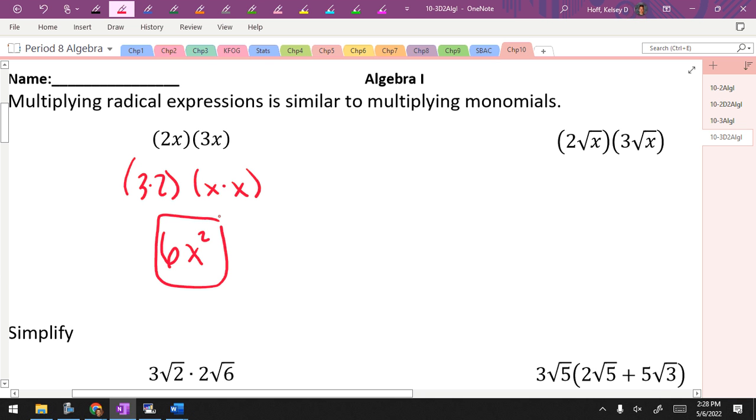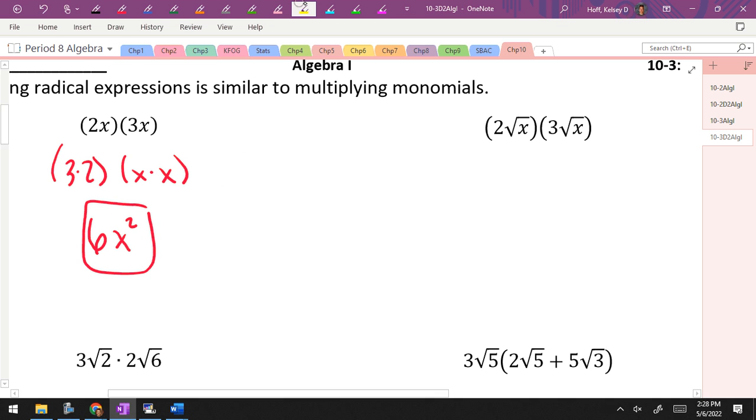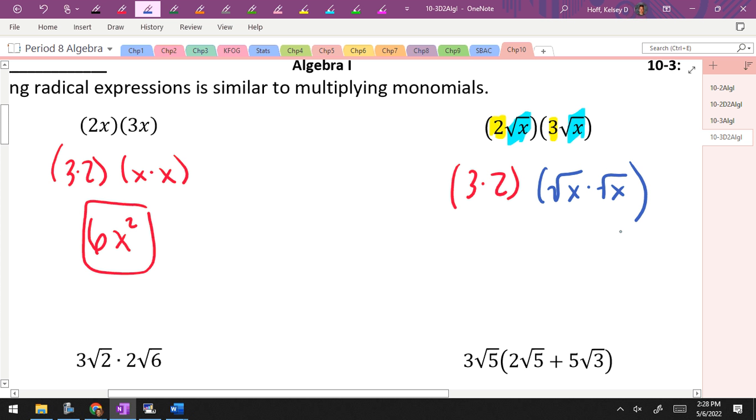Okay, so when we do the problem to the right of that, your 2 square root x and your 3 square root x, more or less the same concept. I'm going to take my numbers out front, multiply those together, just like I did in the first one. But now I've got square root of x times square root of x here. And what is square root of x times square root of x? Okay, you're saying square root of x to the second power, and you're saying x, same thing, right? Because if I have square root of x and that's squared, that's still going to be x. So you just have 6x here.